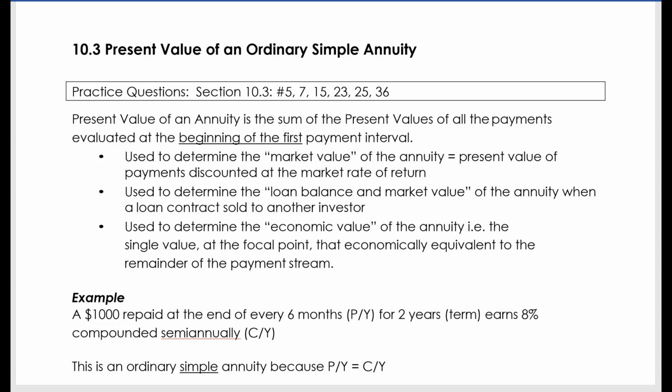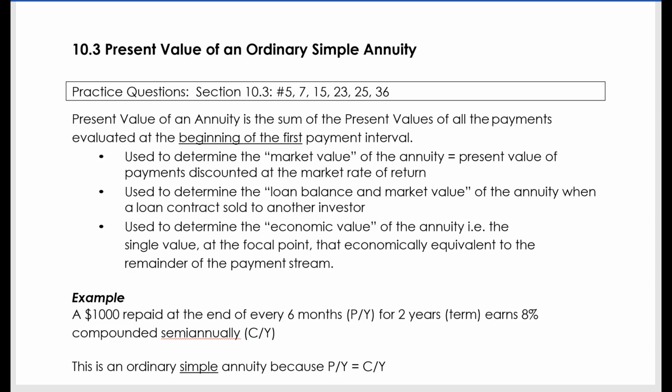So sometimes what happens is, if you're retired and you want to make, I don't know, $5,000 a month, you can invest in an annuity at a specific rate. So you need to know how much that's going to cost you now. So if I put in $100,000, how much of an annuity would I get out of that? This is one of the ways you might use it. So it determines the market value of the annuity.